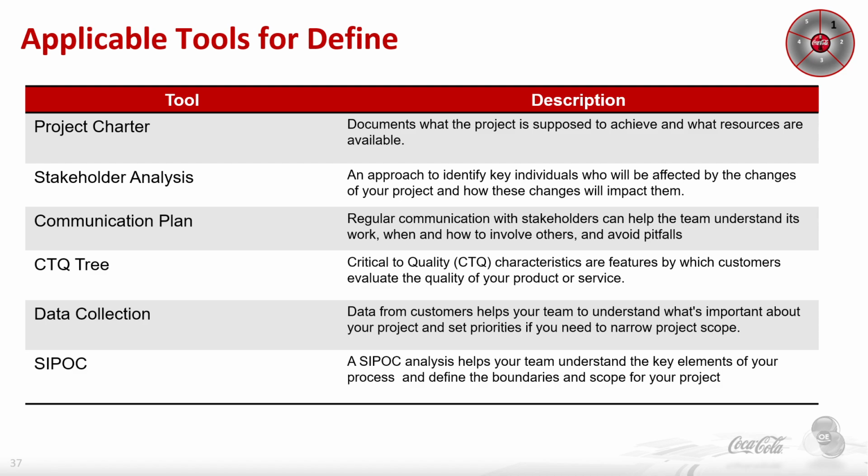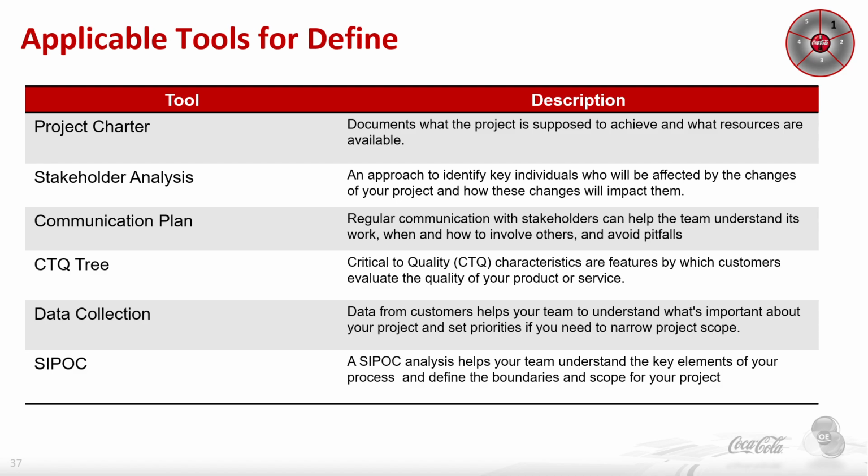Then we have communication plan. This is the regular communication with stakeholders that can help the team understand its work, when and how to involve others, and how to avoid the pitfalls. Then we have CTQ tree. Critical to quality characteristics are features by which customers evaluate the quality of your product or services.